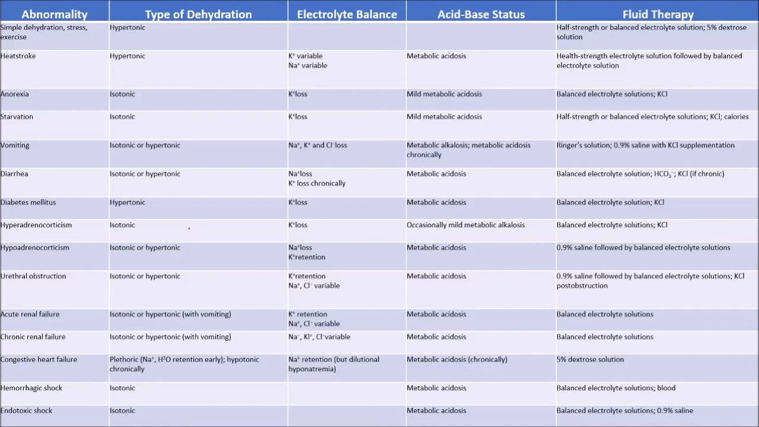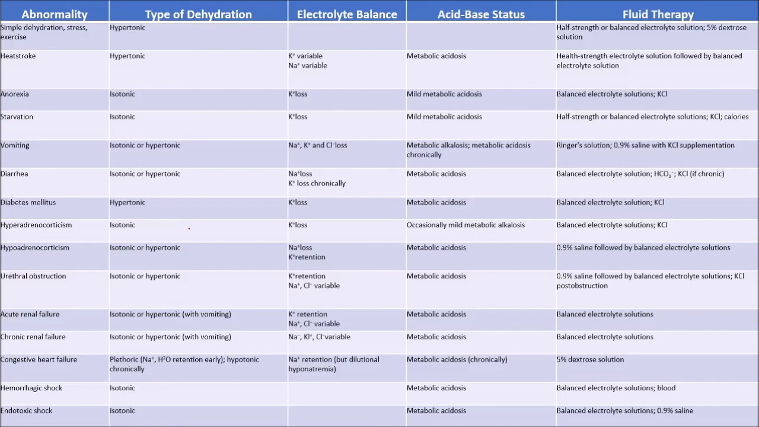So for instance, if you just have simple dehydration due to stress or exercise, then it's going to be a hypertonic dehydration, and you just need some half-strength or balanced electrolyte solutions or 5% dextrose solution. If you have acute renal failure, down here, it could be isotonic or hypertonic if they're vomiting, in which case you're going to have potassium retention and you have to measure your sodium and chloride because that will be variable. Almost always you're going to have metabolic acidosis, so you need to do a balanced electrolyte solution.